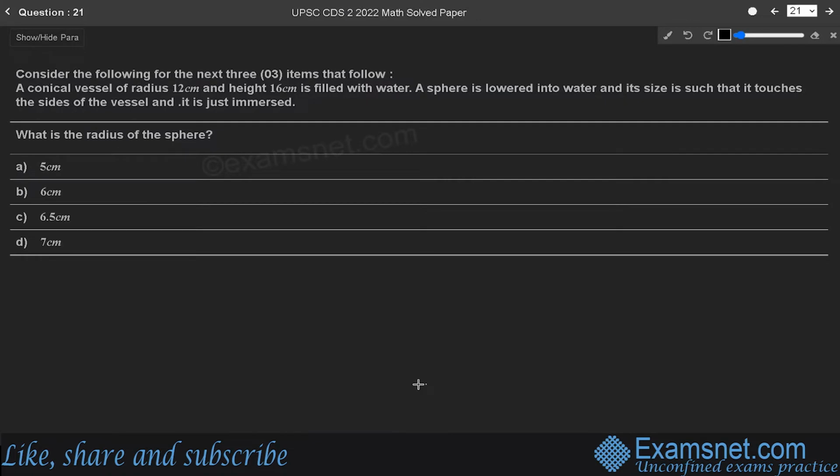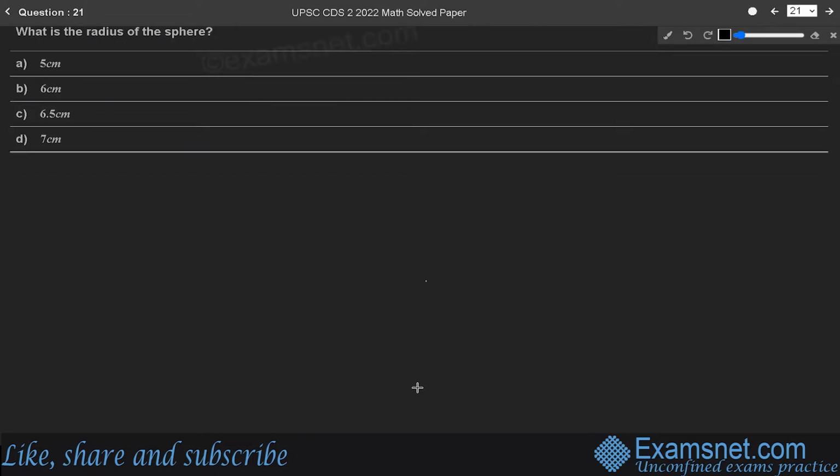Next question is, a conical vessel of radius 12 centimeter and height 16 centimeter is filled with water. A sphere is lowered into water and its size is such that it touches the sides of the vessel and it is just immersed. What is the radius of the sphere? The question says about a conical vessel, means the vessel is in the shape of a cone. So let us make the required diagram first. Let this be the cone.